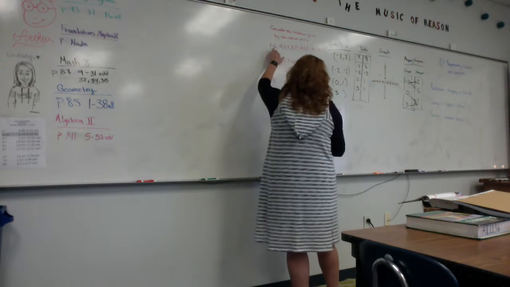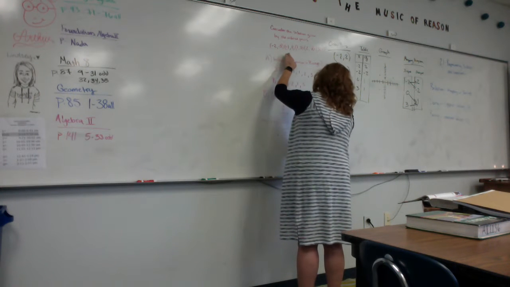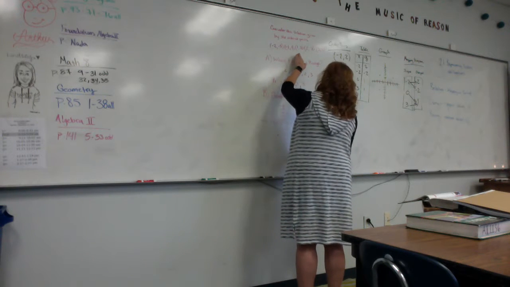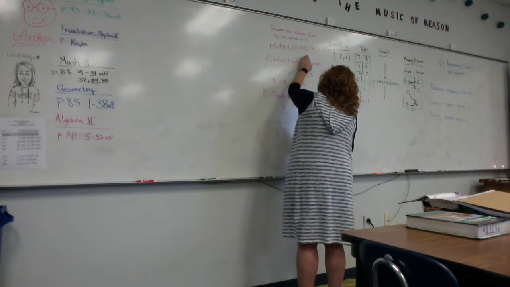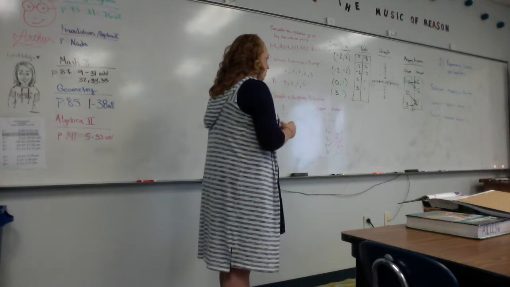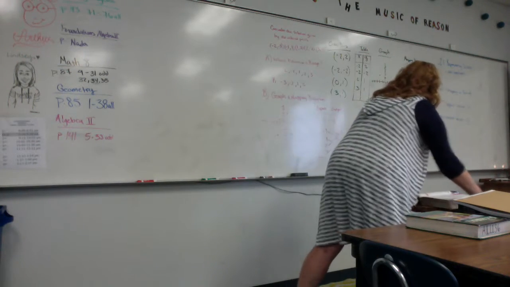Now I draw my arrows. -2 goes with -3. -1 goes with 1. 1 goes with 3. 2 goes with -2, and 3 goes with 1. And that's how you're going to draw your mapping diagrams. Can you handle that? That shouldn't be too bad, I don't think.